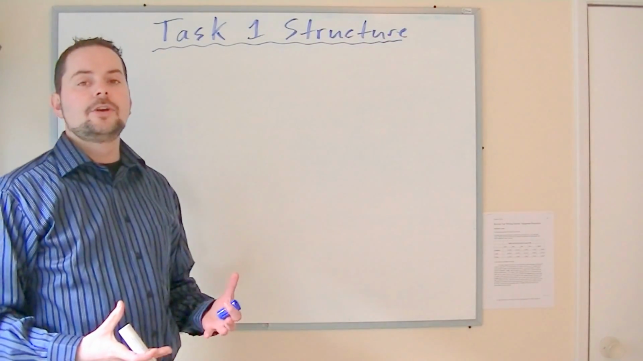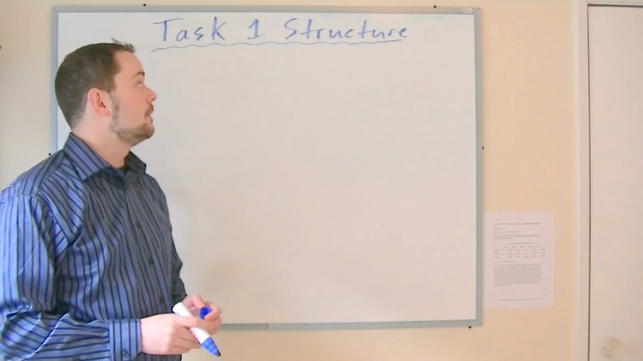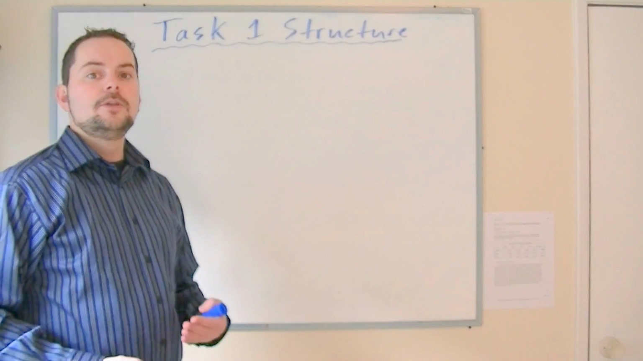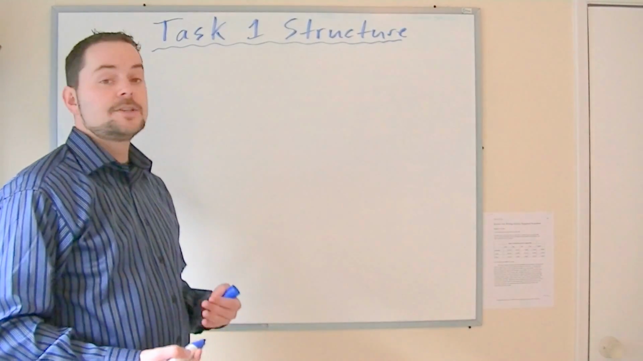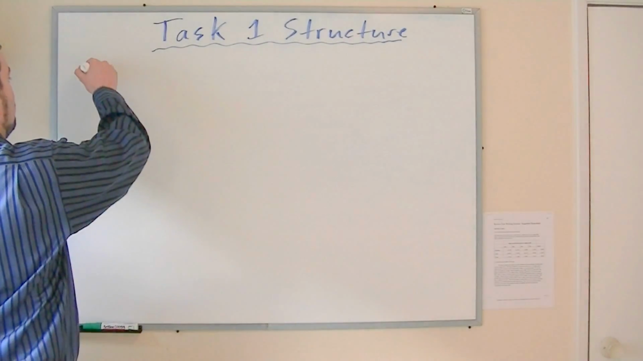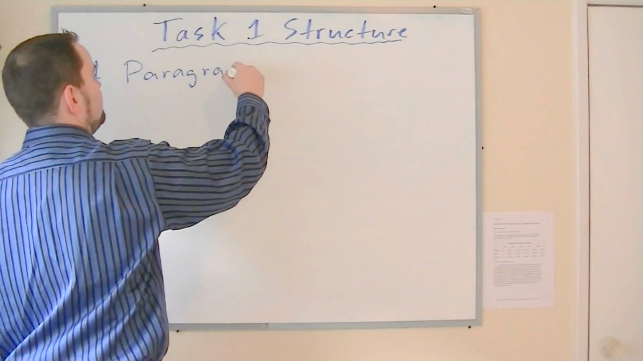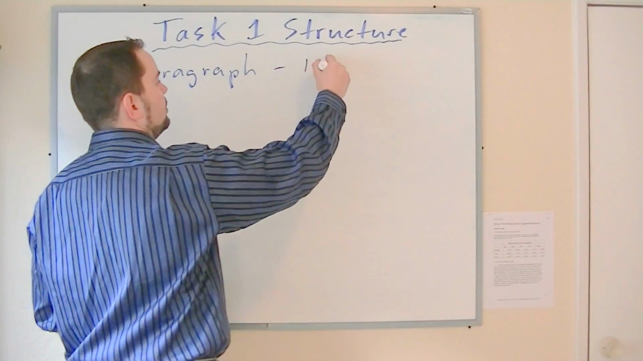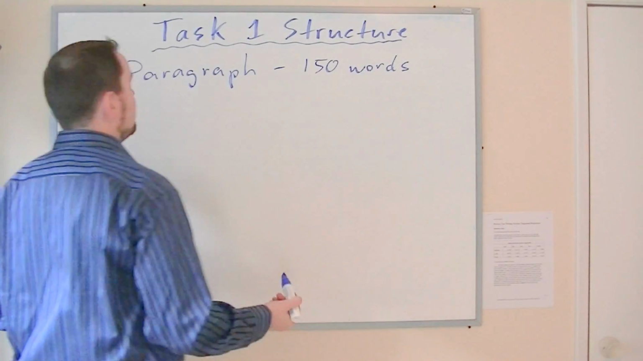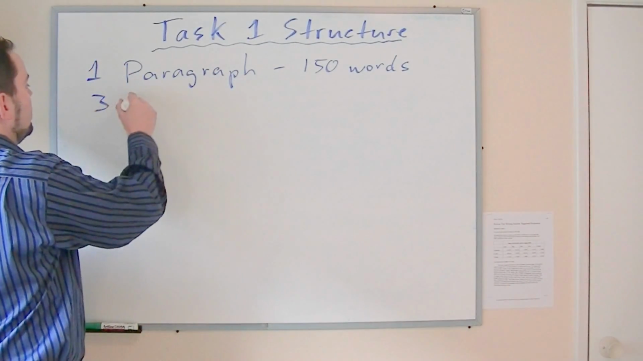Now, this structure is the same. It doesn't matter if it's a pie chart or a graph or a diagram or a table. You basically follow the same steps for each one. The structure here is one paragraph, of course. The paragraph has 150 words. This one paragraph should include 3 parts.